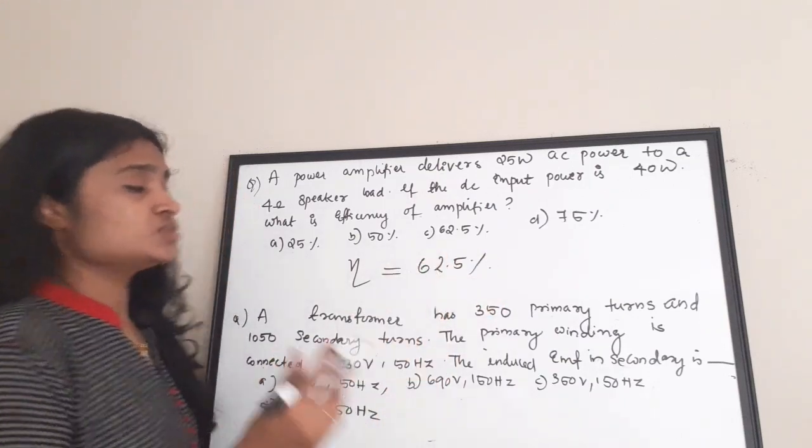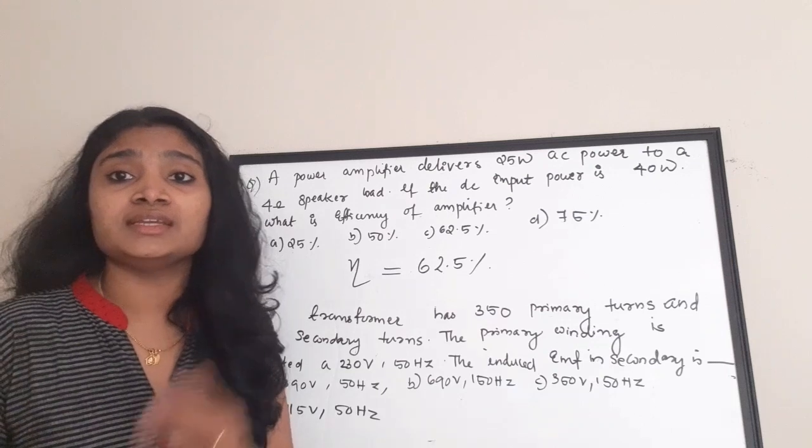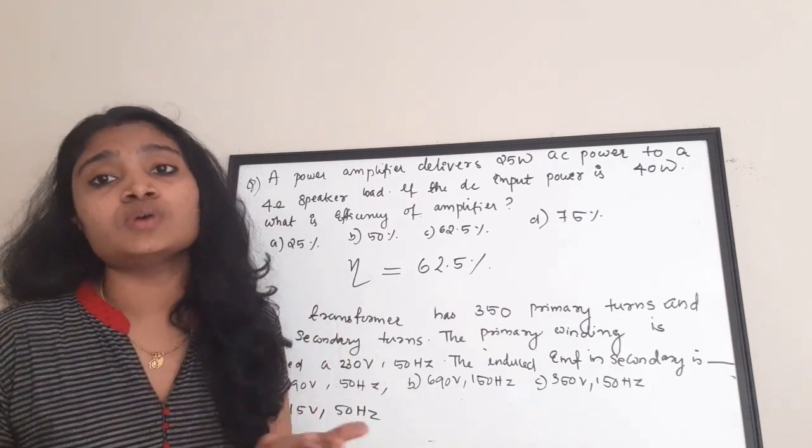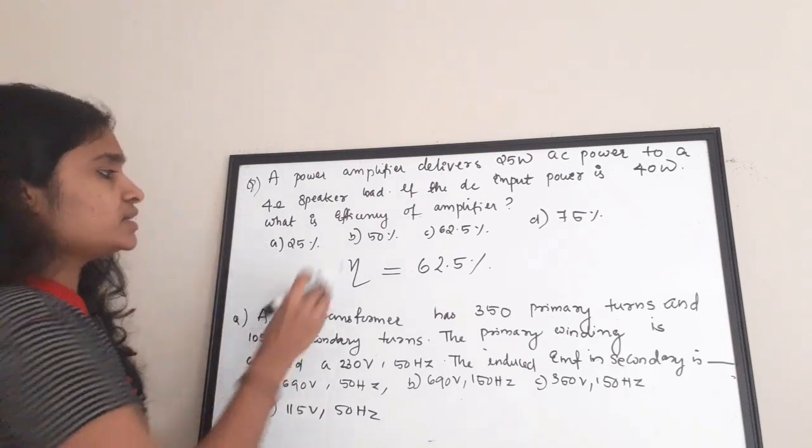Simple question, right? So, you should know the equation, that is efficiency eta equal to PAC or AC power by input DC power into 100. Okay, let us try to do the next question.